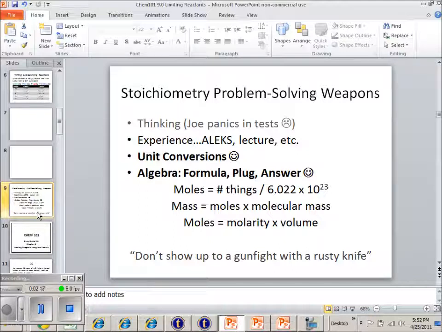I'll also show you how to do just unit conversions, and either way works. Either way requires that the units cancel out and give you the units you want, and if they don't, then you're not doing something correctly. I would recommend that you have these on hand in case you're like me and you panic on tests. But ultimately, unit conversions and algebra are very, very useful.